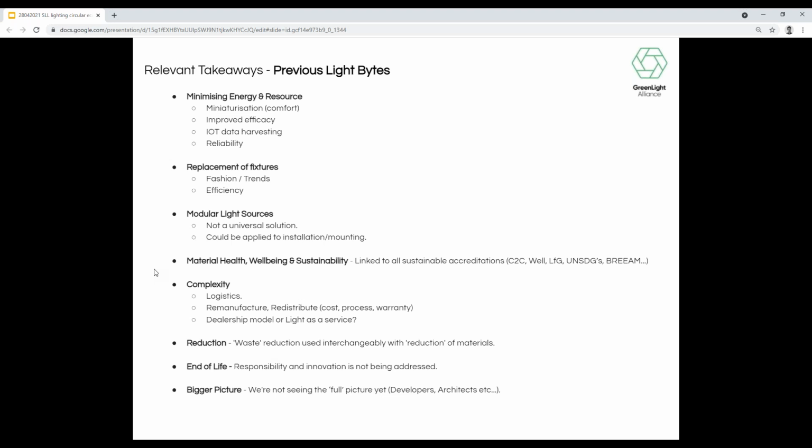And then lastly, there's the bigger picture side of things. This has been a really great insight into the experiences of the manufacturers involved in setting up these LightBytes. But as part of the Green Light Alliance, we're talking to developers and architects, and we're trying to get their vision for what their net zero carbon or their circular futures are, and how that is then going to impact us as lighting designers and then manufacturers as a result.